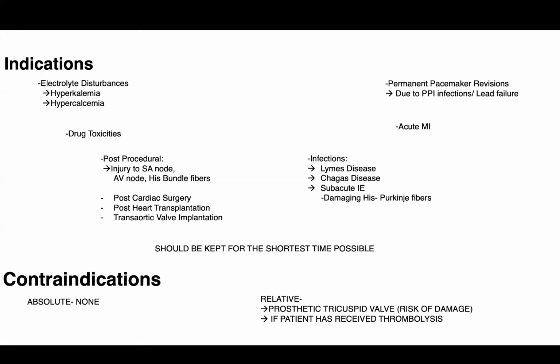The important thing related to pacing is that it should be kept for the shortest time possible. Contraindications: absolute, there are no absolute contraindications, but a prosthetic tricuspid valve is considered a relative contraindication because of the risk of damage, and also if the patient has received thrombolysis.